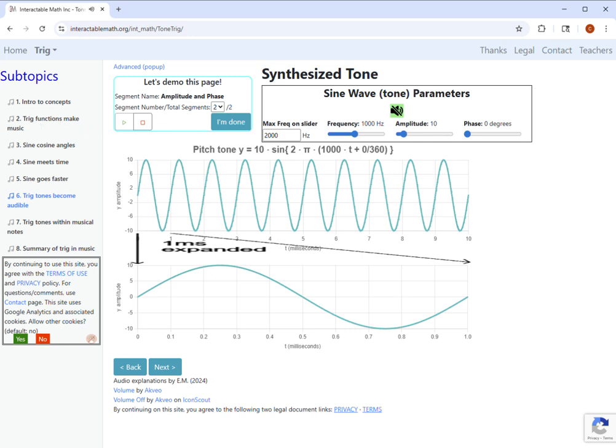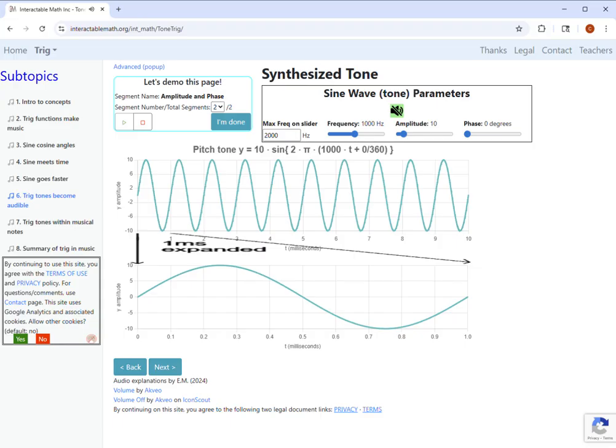Now you have seen what adjusting the frequency of the sine wave will do to the sound. Moving from lower frequencies to higher ones increases the pitch, much like moving from a tuba to a trumpet to a flute. You might have noticed in the previous segment that we changed the amplitude to change the volume. You can see this change in the equation for the pitch tone.